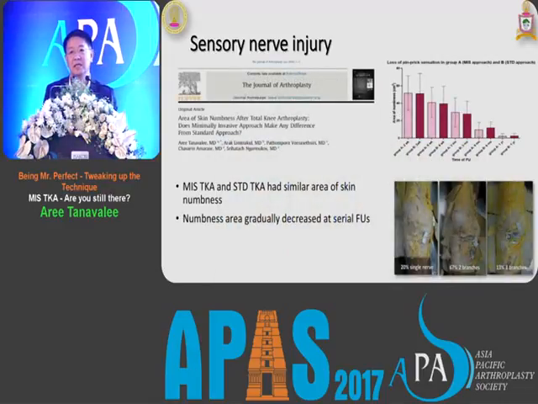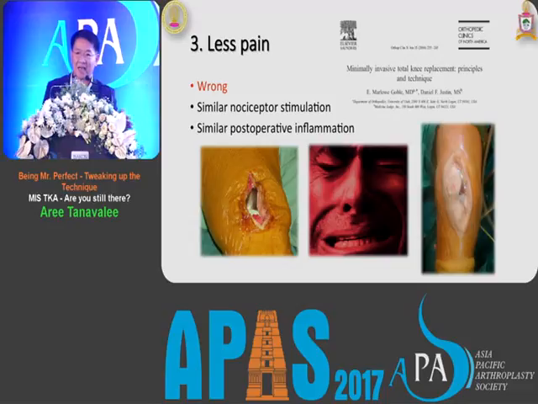We did a study on this injury to the nerve, and we found that whether you do the standard or the MIS approach, you get the same area of skin numbness, and both groups gradually improve over time. We also did a cadaveric study: the infrapatellar branch never comes up above the patella. So whether MIS or standard, they get the same area of numbness.